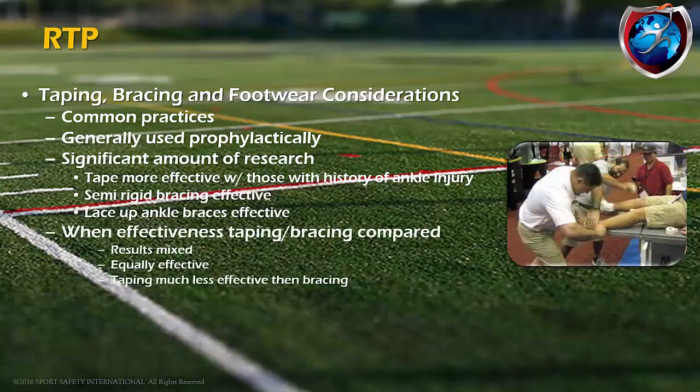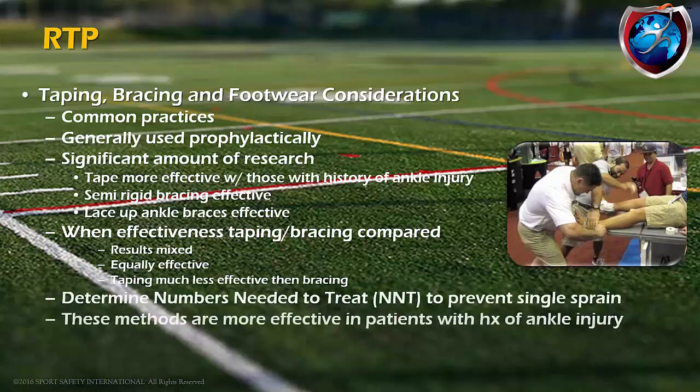When the effectiveness of taping to bracing was specifically compared, the results were mixed. Taping was noted to be less effective than bracing, and in one study, bracing showed a 50% better reduction than taping. When the number needed to treat, or NNT, was determined to prevent a single ankle sprain, the NNT was significantly greater in athletes without a history of ankle sprain.